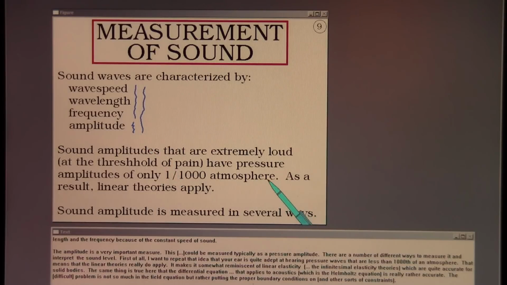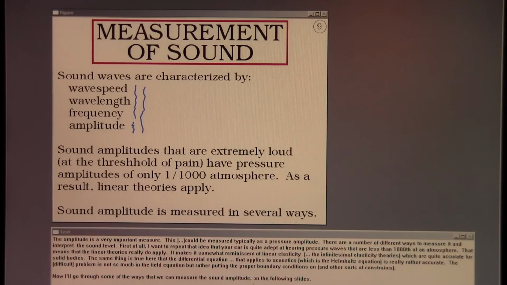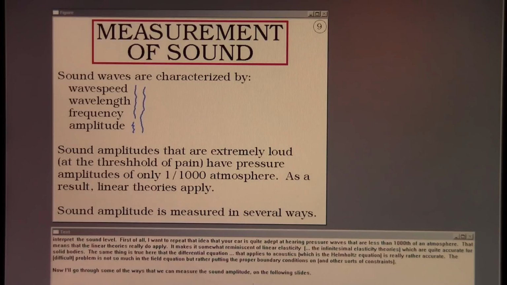First of all, I want to repeat that your ear is quite adept at hearing pressure waves that are less than 1,000th of an atmosphere, and that means that the linear theories really do apply. It's somewhat reminiscent of linear elasticity or the infinitesimal elasticity theories, which are quite accurate for solid bodies. And the same thing is true here: the differential equation that applies to acoustics, which is the Helmholtz equation, is really rather accurate. The problem is not so much in the field equation, but rather in putting the proper boundary conditions on and other sorts of constraints. Now, I'll go through some of the ways that we can measure the sound amplitude on the following slides.